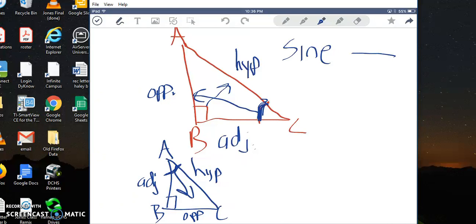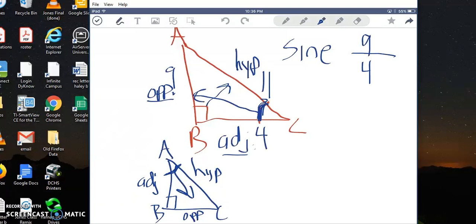Sine is opposite over hypotenuse. Okay, so for example, if we had sides 4, 9, and 11, the sine of this would be opposite over adjacent. Okay, so that would be 9 over 4.